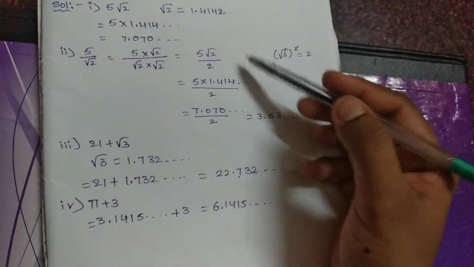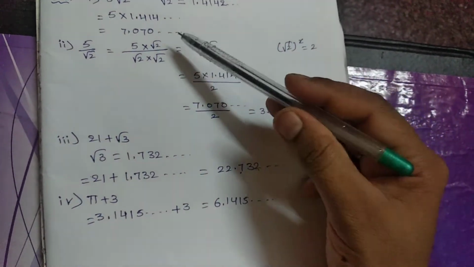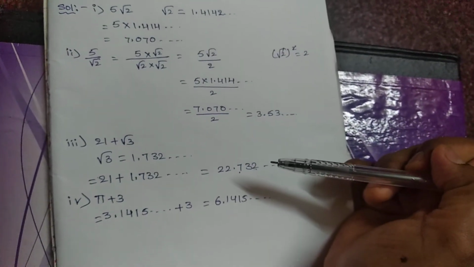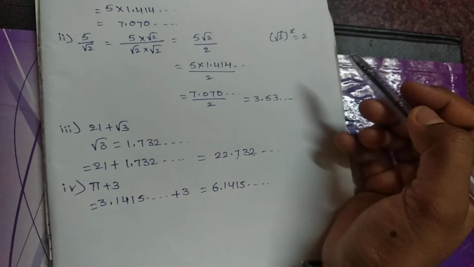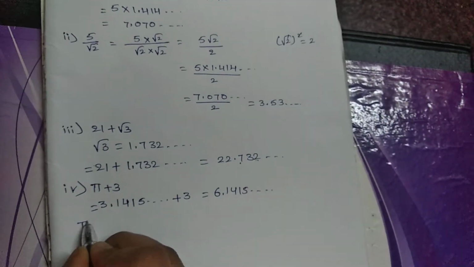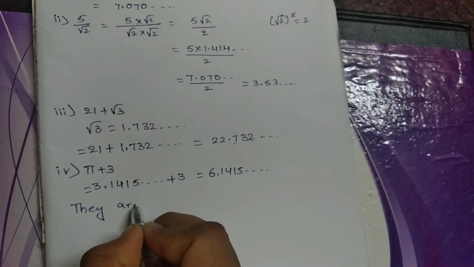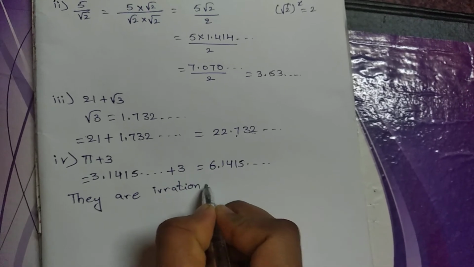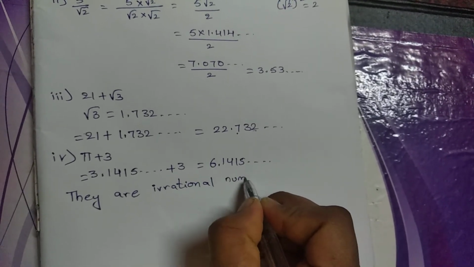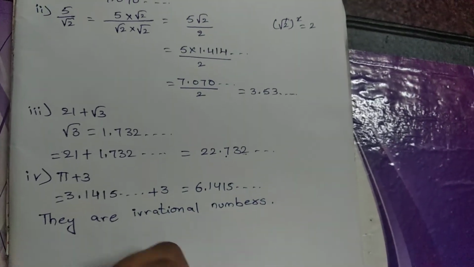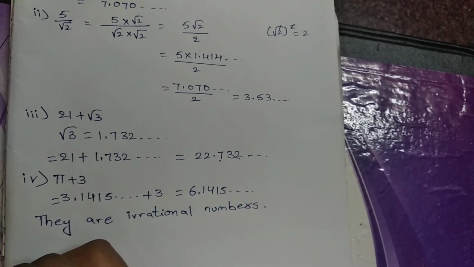So see these 4 problems. All are non-terminating and non-recurring decimals. These numbers we call irrational numbers. Lastly, we can write like this: they are irrational numbers. They asked in the question whether they are irrational numbers or not. Yes, they are irrational numbers. Total 4 problems, all irrational numbers.